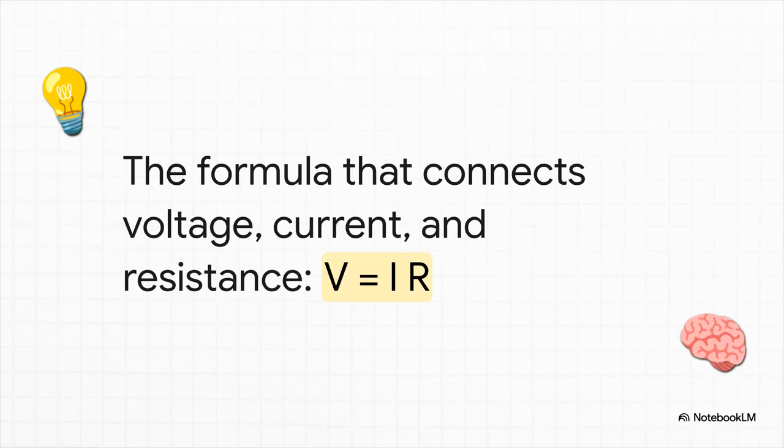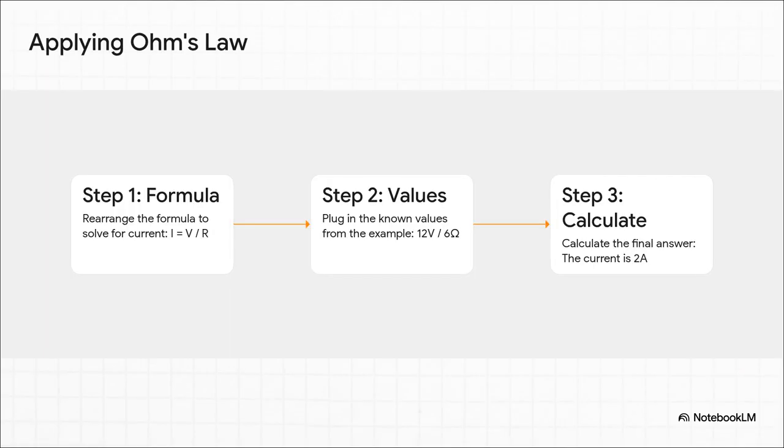And here it is, the one, the only, Ohm's law. V equals I times R, or voltage equals current times resistance. This little equation is basically your golden ticket for solving a ton of electricity problems. If you know any two of those values, you can always figure out the third one. It's that powerful. Let's actually put this into practice, shall we?